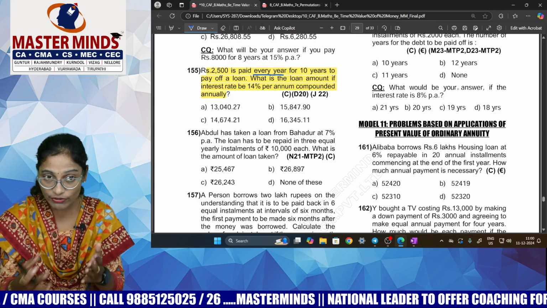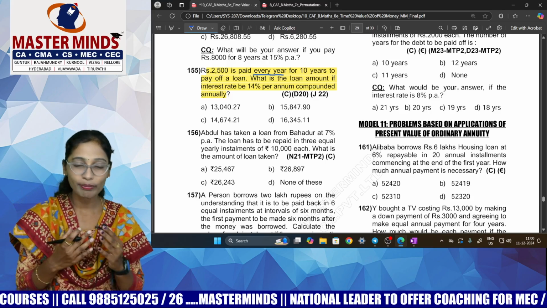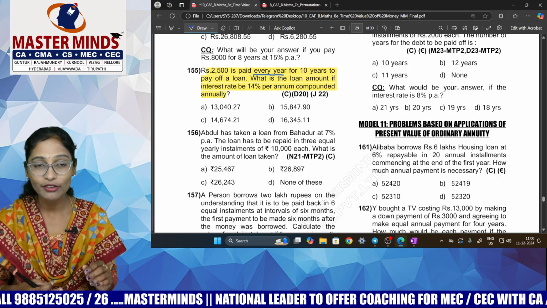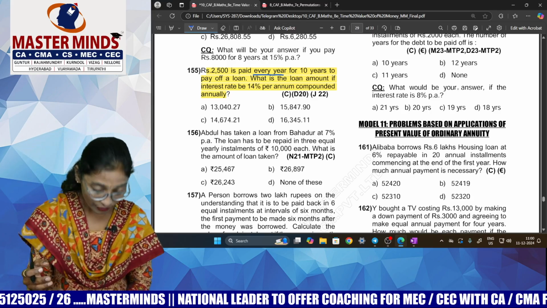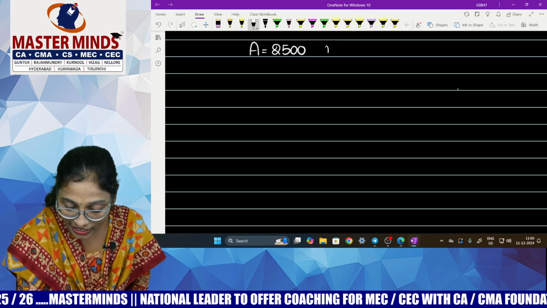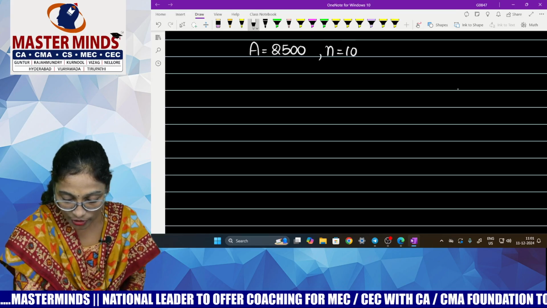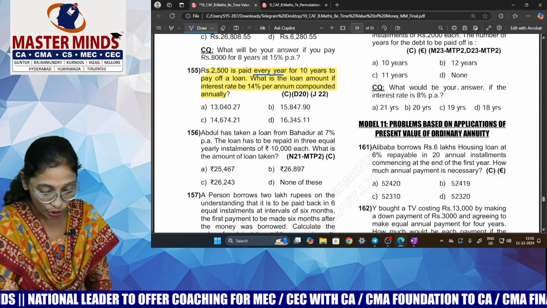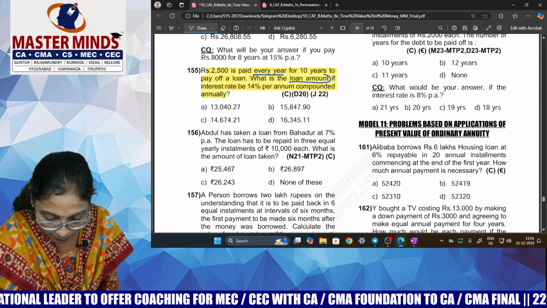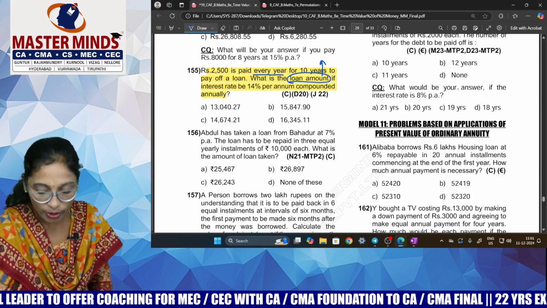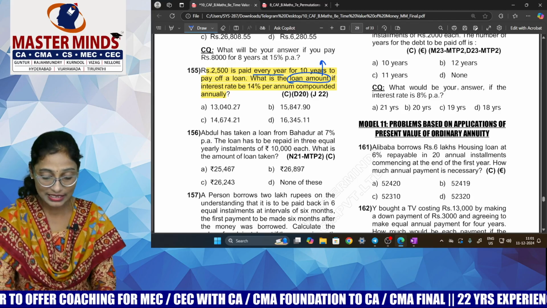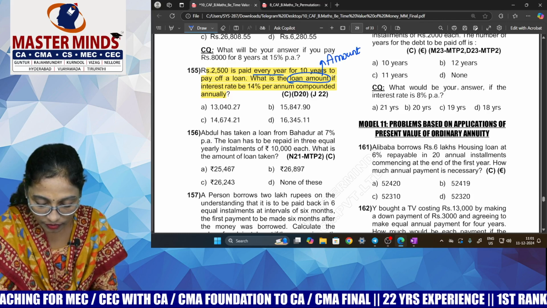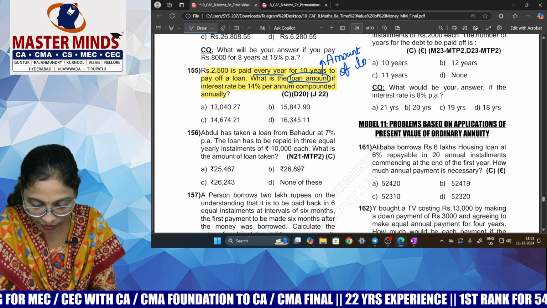What is the purpose of this payment? To pay off a loan. Means I borrowed something from someone and I wanted to repay it. For that, I'm paying 2,500 rupees every year, for 10 years. What is my purpose of paying this money? To clear a loan. What is the loan amount? Guys, do underline the words loan amount. Let me tell you the meaning of loan amount. Loan amount means the amount of loan that you took.